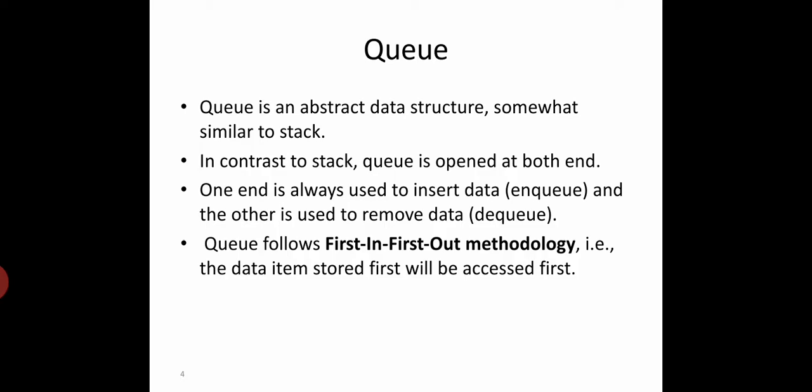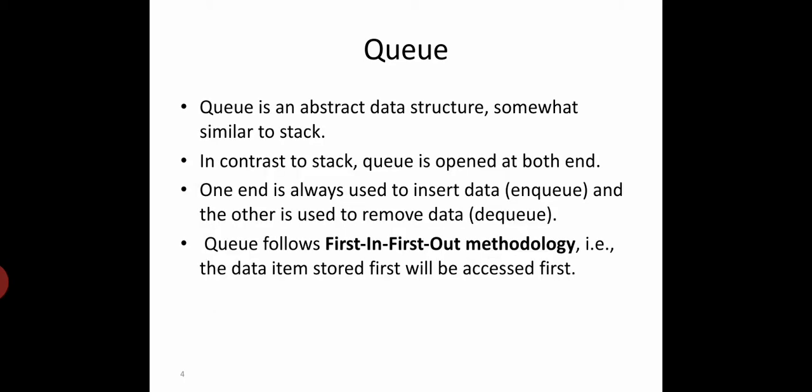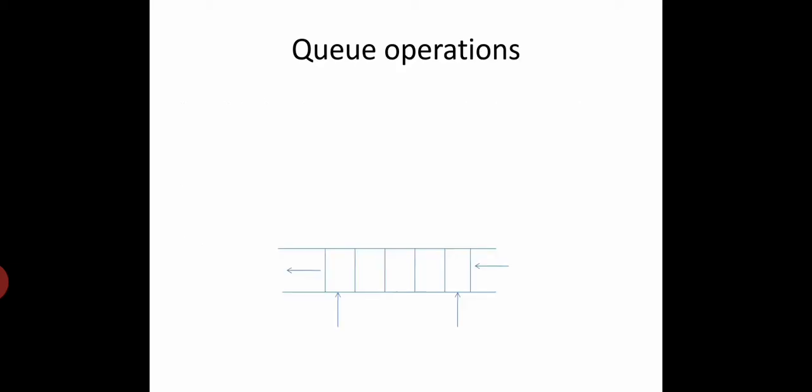Queue has two ends, that is front and rear. The operations such as Enqueue and Dequeue are performed at these ends respectively. Okay, queue follows first in, first out methodology. That is, the data item stored first will be accessed first. That we have already seen here as an example. The first element which is inserted into the queue will be accessed first. So queue follows first in, first out, whereas stack follows last in, first out methodology.